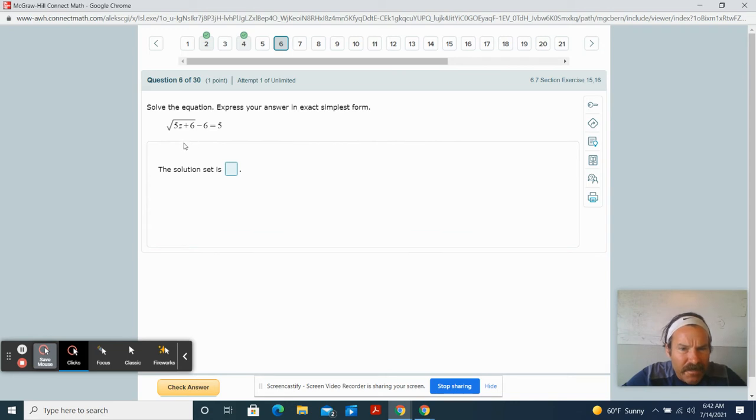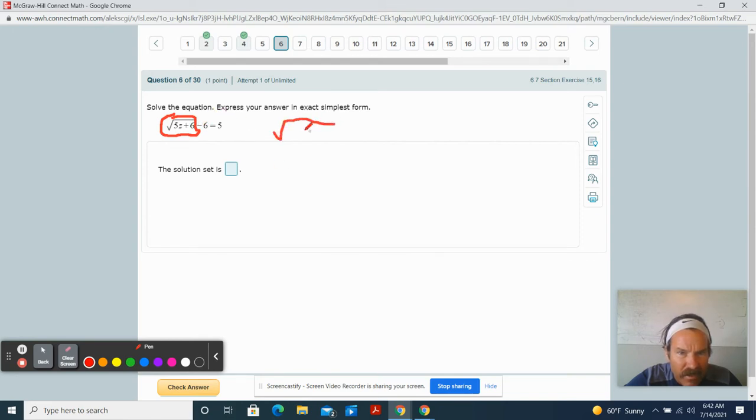Okay, seems to be similar. We have a binomial expression underneath the square root sign. That shouldn't really mean too much. We still want to isolate this right here. I want to get that by itself, so I'm going to add 6 on both sides.